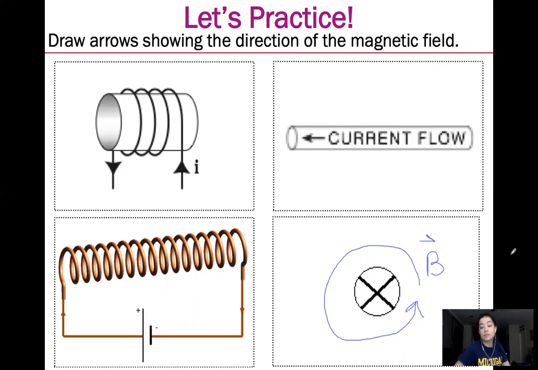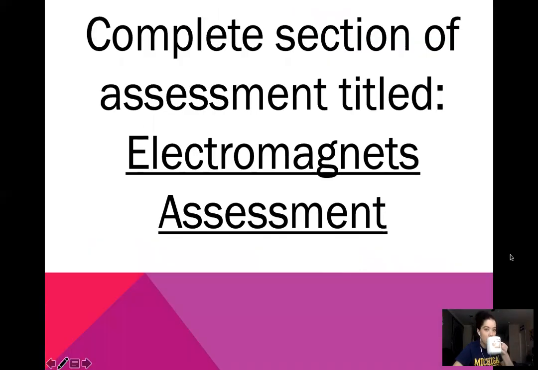If you have any questions, please make sure that you write them down, jot them down, and ask me during office hours. I know this is a lot. All right, so right now I would recommend you complete the section of the assessment that's titled Electromagnets Assessment. And when you're done, I would pause the video, get it done, and then when you're ready, let's move on and learn a little bit more, okay?